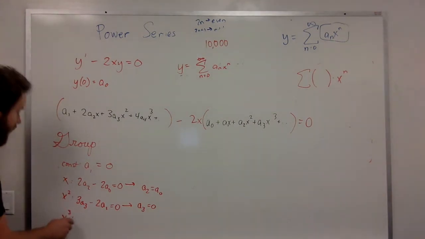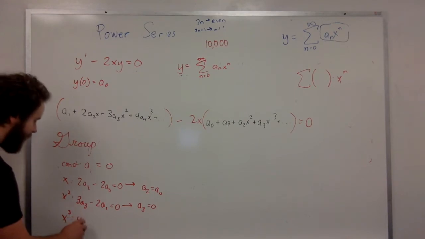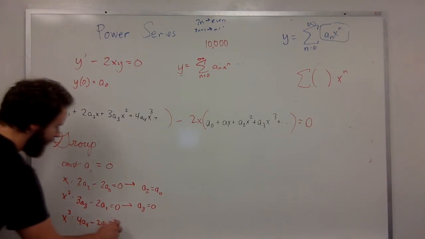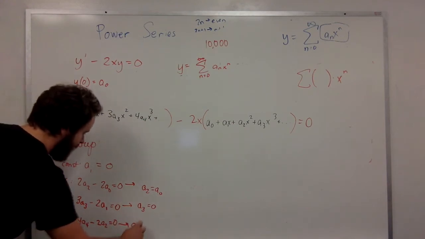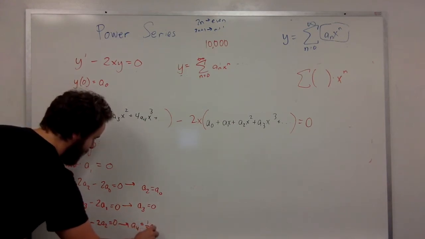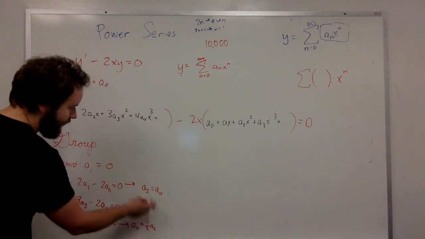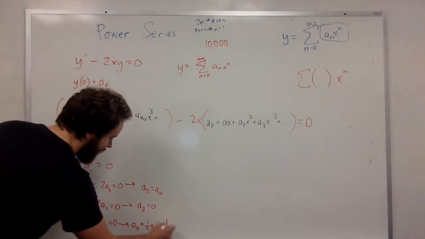X cubed terms, we've got 4a4, we're going to have minus 2a2 equals 0, which means we have a4 equals 1/2 a2. But we tend to want to have these things strictly in terms of a0. So since a2 is a0, this is really 1/2 a0.